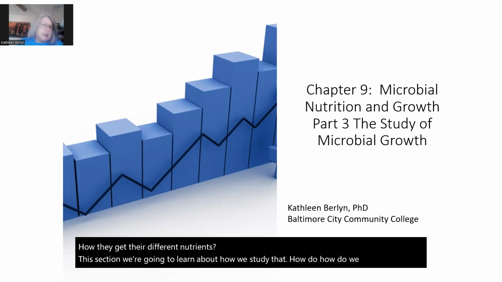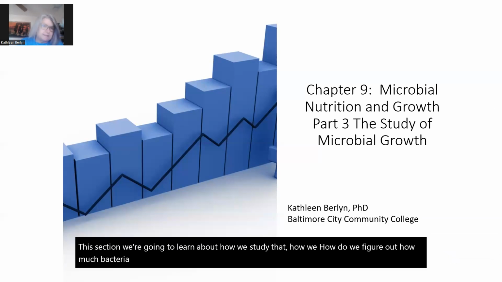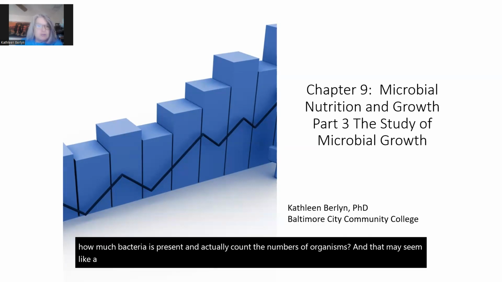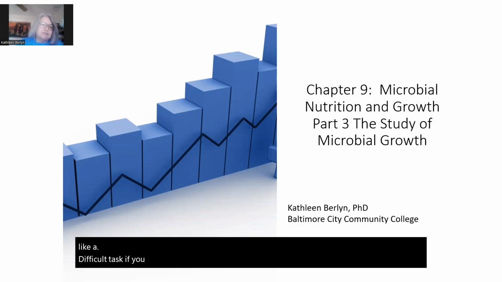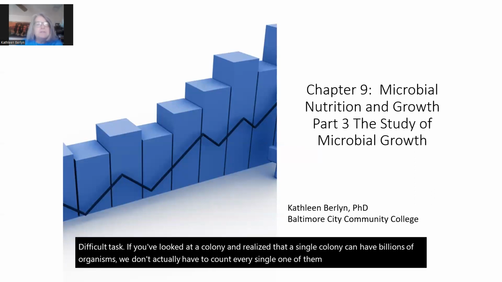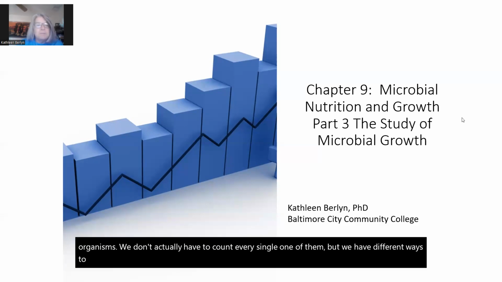How do we figure out how much bacteria is present and actually count the numbers of organisms? And that may seem like a difficult task if you've looked at a colony and realized that a single colony can have billions of organisms. We don't actually have to count every single one of them, but we have different ways to count bacteria and to study how they grow.